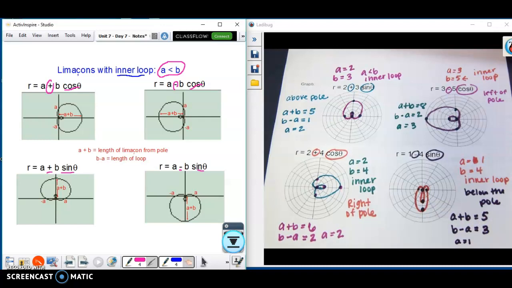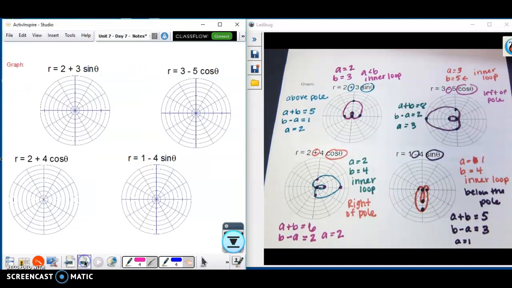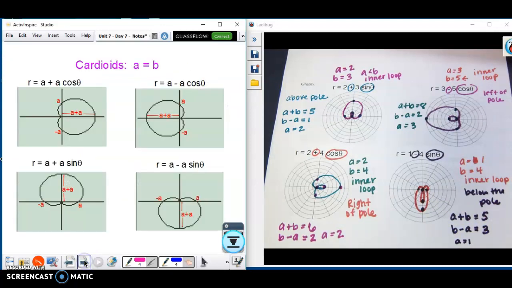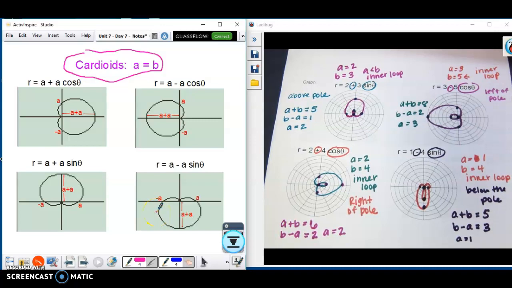Okay. So next up, we're going to look at cardioids. So cardioids happen when a is equal to b. So they're going to look exactly the same format that the inner loop did, but a is going to be equal to b. So if you see here, we just used a twice, which is fine. So what we're going to do here, if we add a plus a, so in other words, add a plus b, that tells you how far your cardioid is going to go.